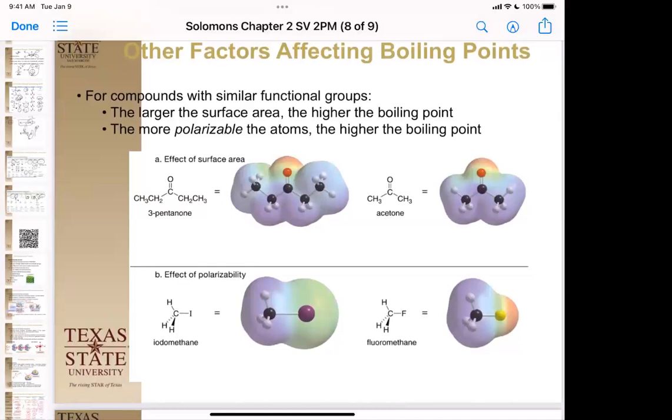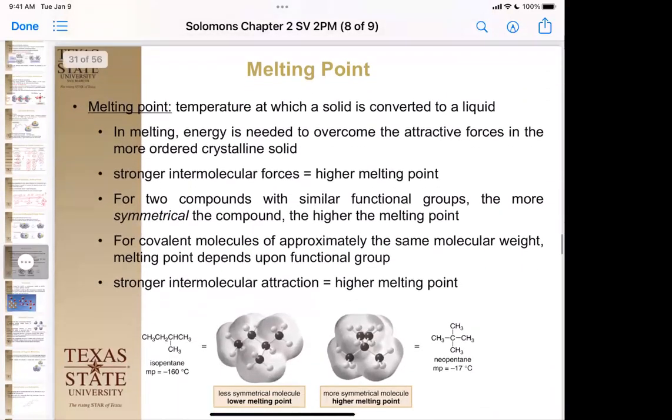We're just talking about electrons. That's a whole other ball of wax. I do teach that class, but not here. Okay. Anyway, so let's talk about melting point.